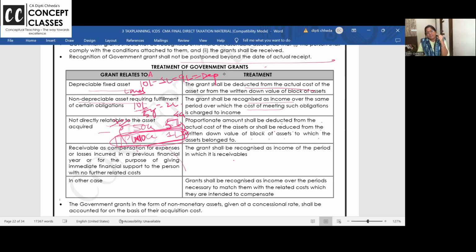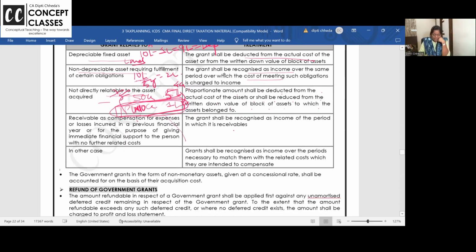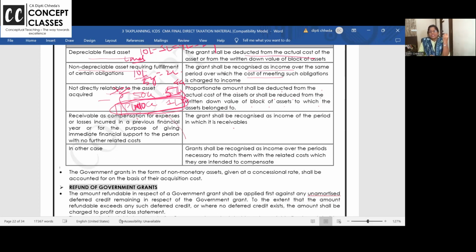Still, if you have received a grant related to plant and machinery, you can deduct it, and on the balance, depreciation will be charged. Now, if the grant is related to expenses or losses already incurred, say some losses in the COVID period which we have debited in the P&L account and everything is over, then what you get as grant is straight away your business income, because this is related to expenses which were already allowed in the past. And in any other case, the grant shall be recognized as income over the period necessary to match the related cost.